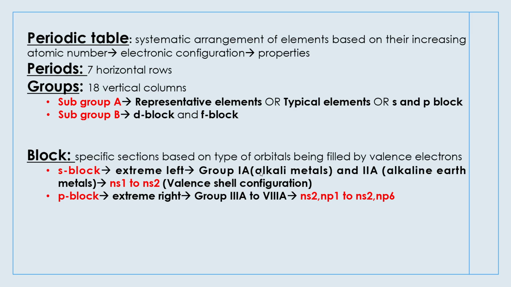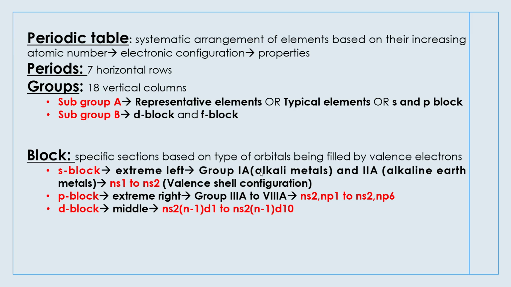For the P block, the valence electrons are present in the P orbital. It is located on the extreme right. The p orbital contains a maximum of 6 electrons and a minimum of 1 electron. So the valence configuration will be from ns2 np1 to ns2 np6. The s is constant with a maximum of 2 electrons. The s orbital is filled first and then the electrons will move to the p orbital.